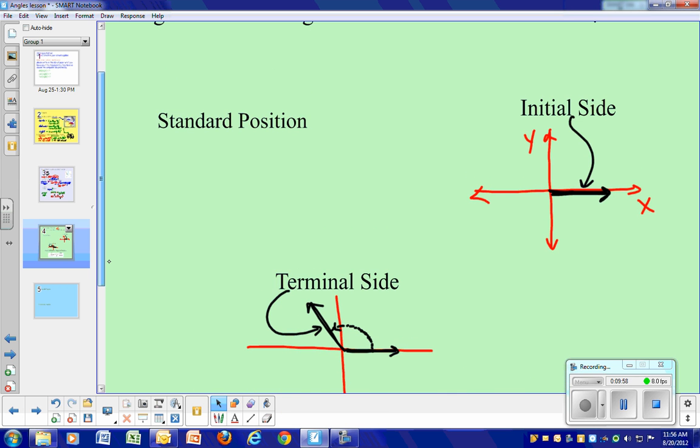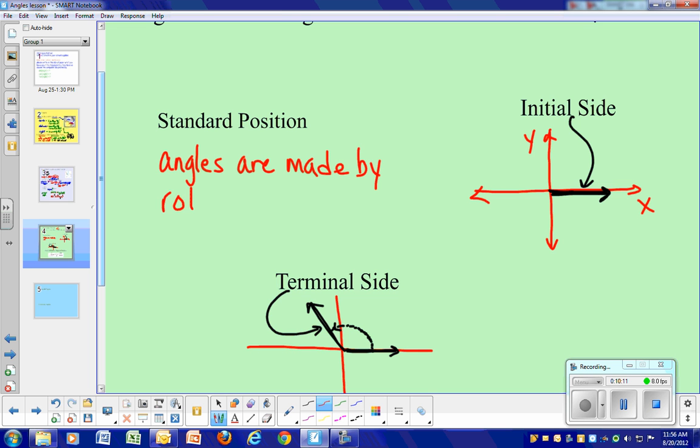Standard position just means that we're thinking of an angle as being on the coordinate plane. Angles are made by rotating on the coordinate plane. We could write that down. I think that's a pretty good explanation, okay?